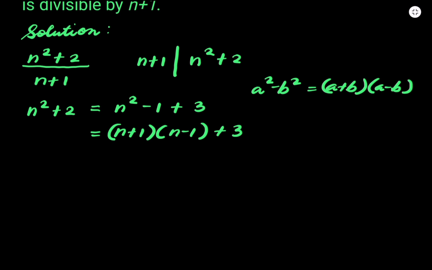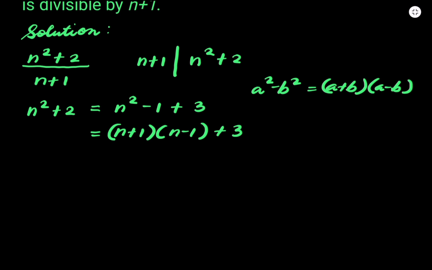So now, the remaining part is 3. And that n plus 1 must divide also 3. Alright? So let us find the possible values. So we have a question here: what positive divisors does 3 have?